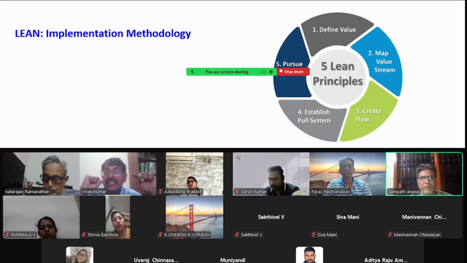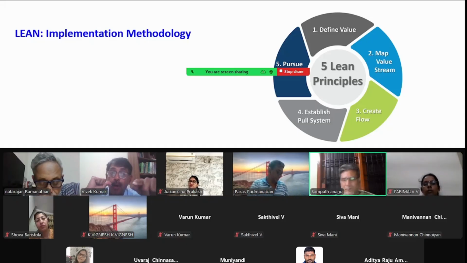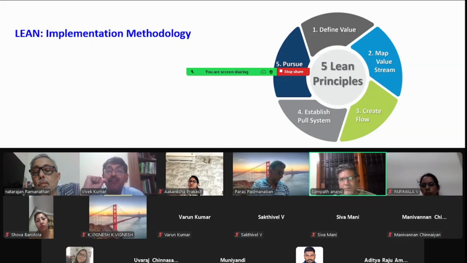This, Natarajanji, is also the phase where we are able to identify the defects, as you very correctly pointed out. When we are mapping the value stream, we will also get to see where the wastes are involved. Now, as the third step, we go and create flow.